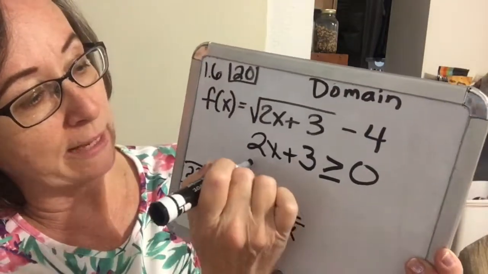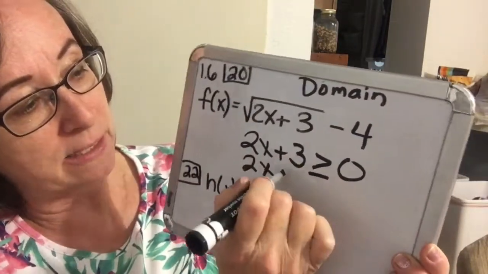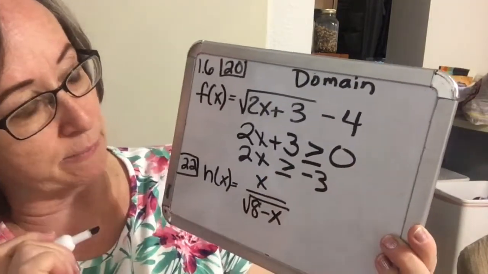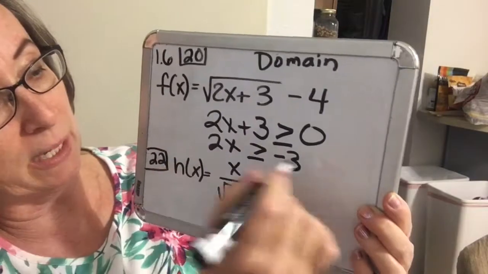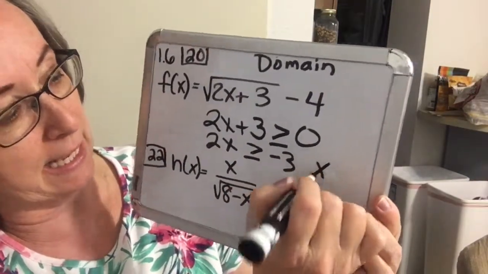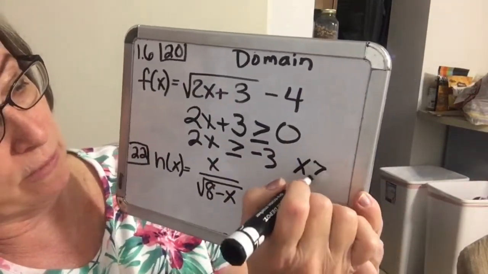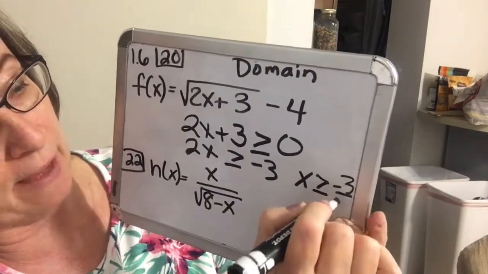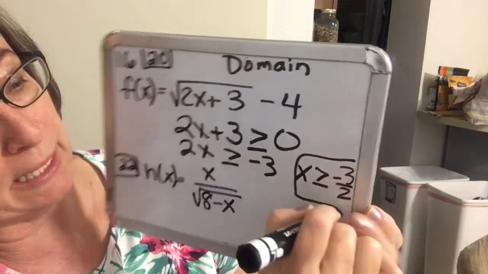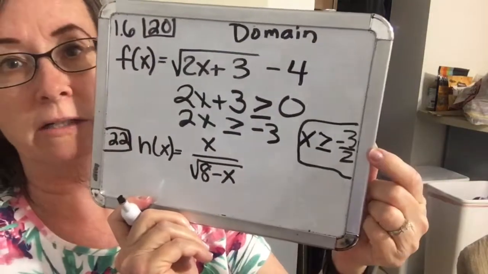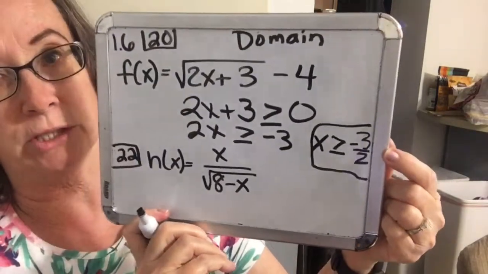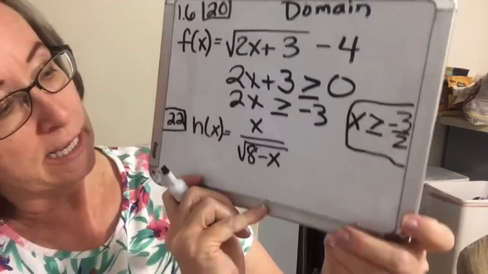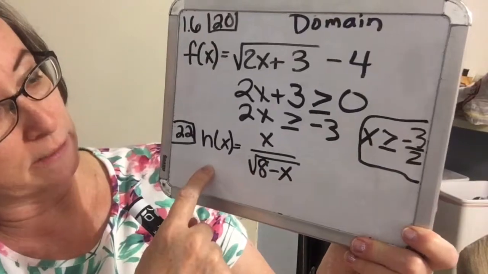So now we're going to have 2x is greater than or equal to negative 3 when I take the 3 and subtract from both sides. And then when I divide both sides by 2, I get x is going to be greater than or equal to negative 3 halves. So negative 3 halves, and this would be the domain of the function. X is greater than or equal to negative 3 halves. Okay, that's its domain. So now here's another function down here.